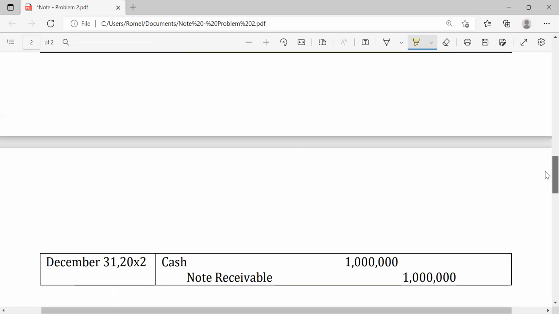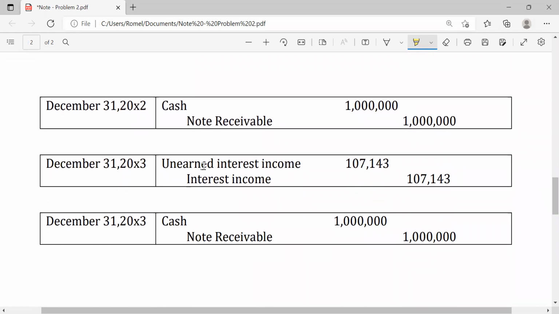And then, for December 31, 20X2 din, the same journal entry. Kasi for 20X2, nakatanggap ka na naman ng installment collection. So you collected 1 million pesos during 20X2. So because of that, debit cash, 1 million pesos, credit note receivable, 1 million pesos. Kasi you collected the installment.